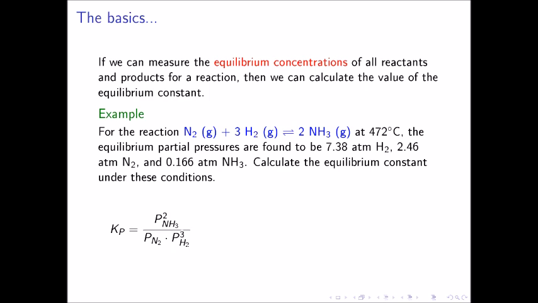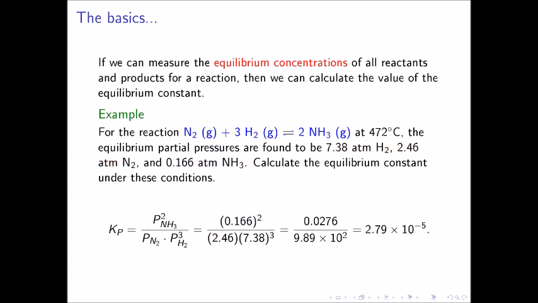At this point, we know the individual partial pressures, so we can substitute them in directly. 0.166 atm for the ammonia, 2.46 atm for the nitrogen, and 7.38 atm for the hydrogen. At this point, we can complete the calculation and find that our Kp value is 2.79 times 10 to the negative 5.